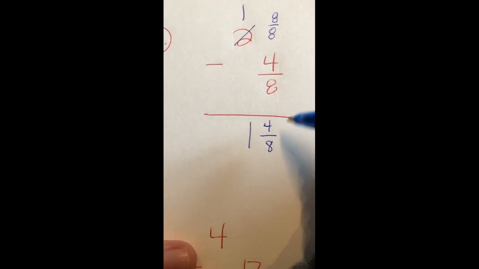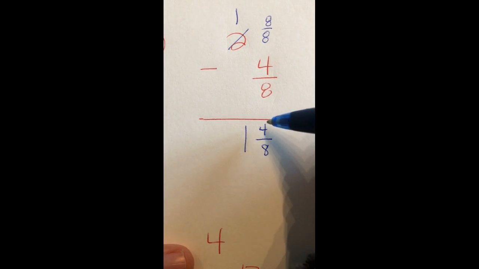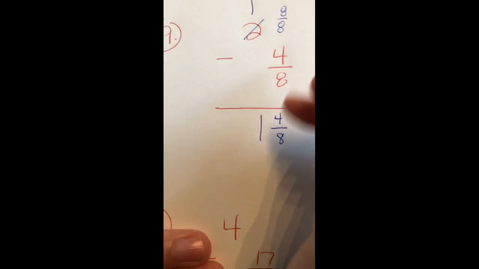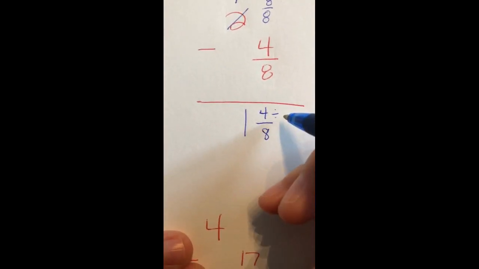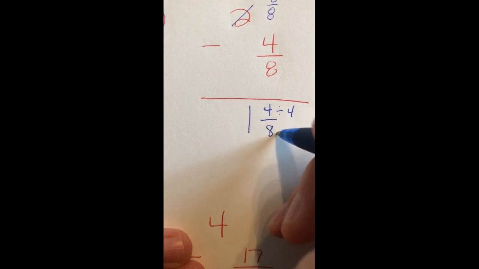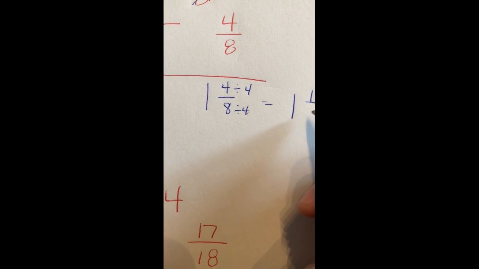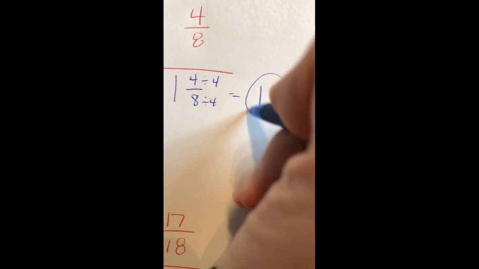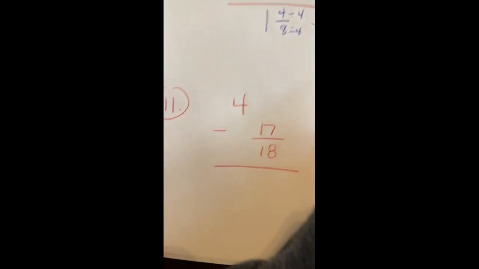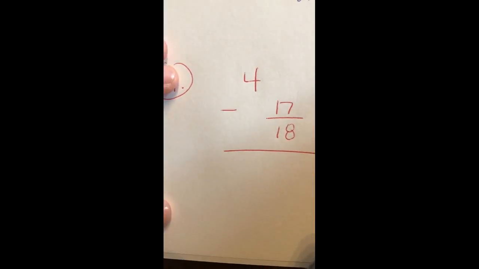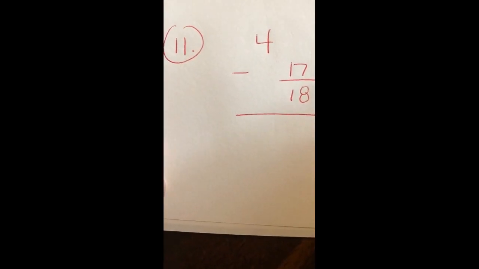I know that I can simplify this. 4 is half of 8. I can divide them both by 2 and then 2 again, or I can divide them both by 4. My answer to number 9 will be 1 1/2. The last problem we're going to practice today is number 11 on page 19.